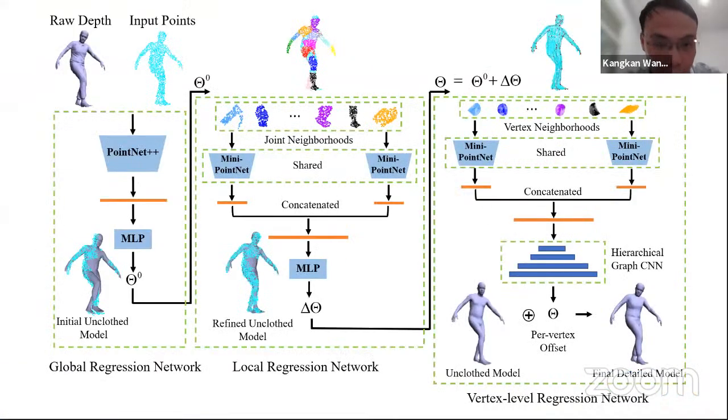In this paper, we propose a hierarchical regression approach to predict the parametric models for 3D clothed humans from partial point clouds. In our framework, 3 regression networks are cascaded to regress 3D model parameters from coarse to fine. In each stage, we first extract global features, local features, or vertex level features from the point clouds, and then estimate and update the model parameters through a regression network.